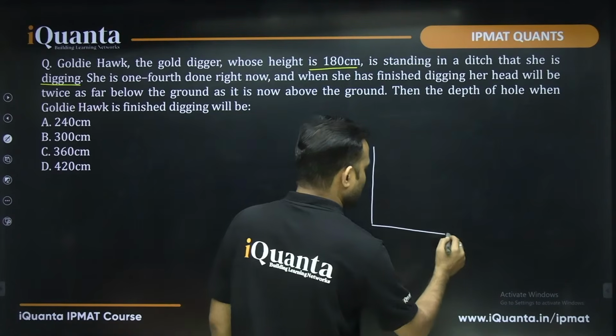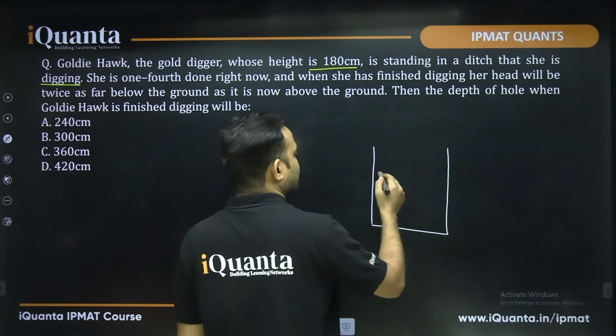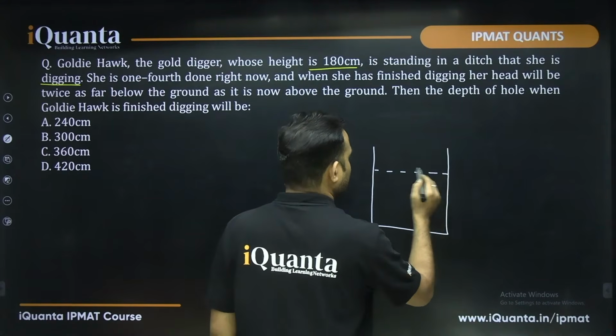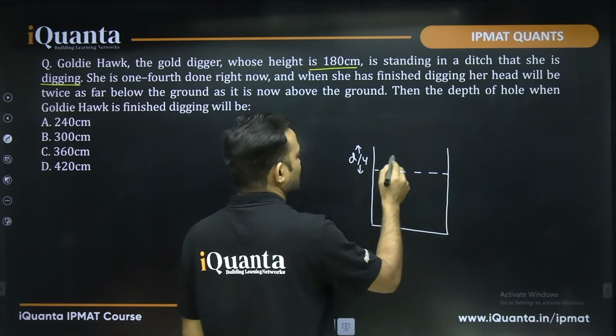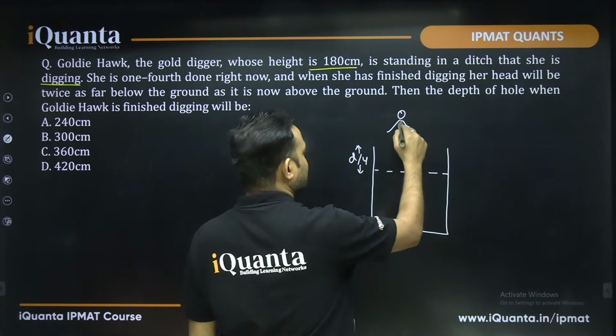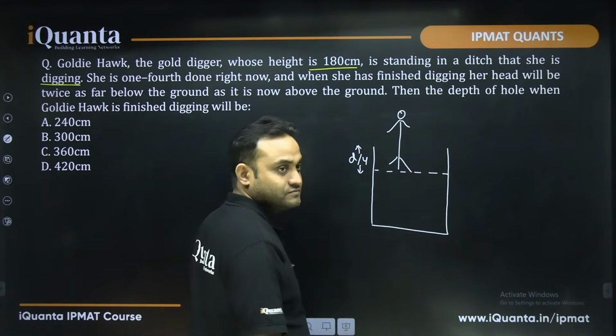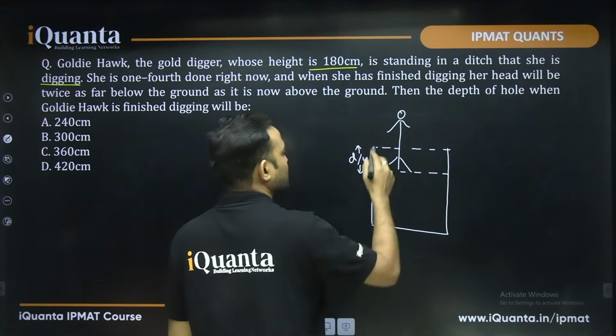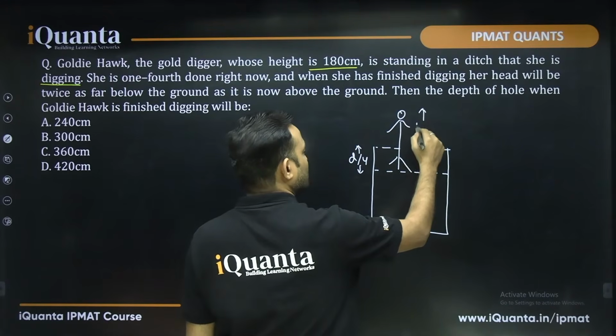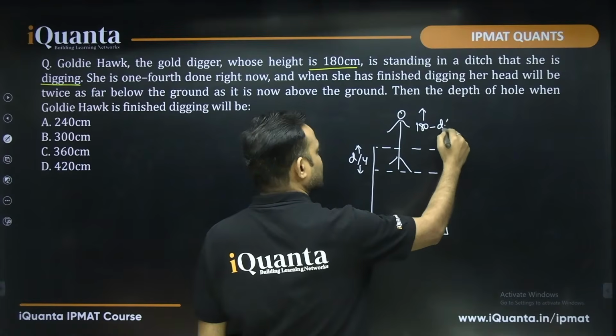Let's say this is the hole, right? And so far she is done by 1/4. This is D by 4. And she is standing like this. Okay. So this is the surface. What will be this height? This height will be 180 minus D by 4.